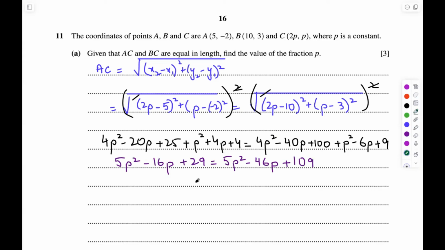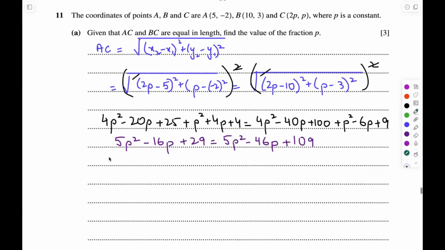Now bringing the right hand side on the left hand side, so this will be 5p squared, and this will become a minus 5p squared. This is minus 16p, and minus 46 will become a plus 46p. And as we are trying to find the value of p, we can take 29 on the right hand side. So this will become 109 minus 29.